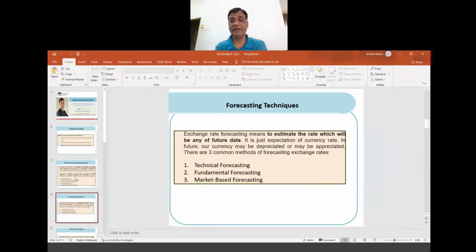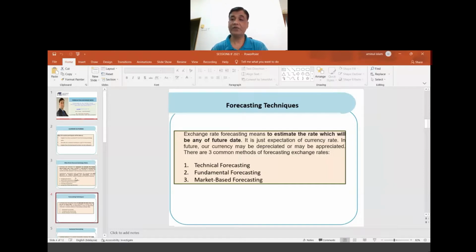So there are many methods available for forecasting techniques. All right. The most important three are technical forecasting, fundamental forecasting, and market-based forecasting. Okay. Why do we use forecasting techniques? Because we would like to estimate the future exchange rate in the near future. Sometimes we also make decisions for long-term forecasting.